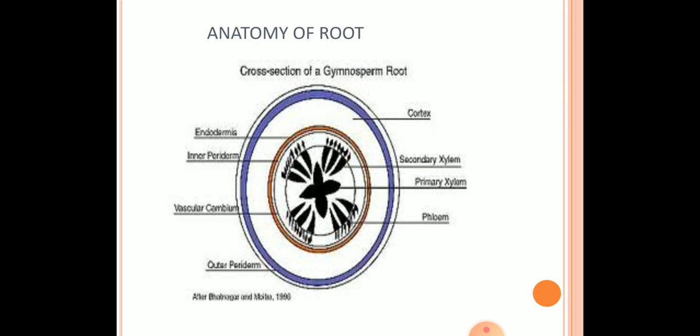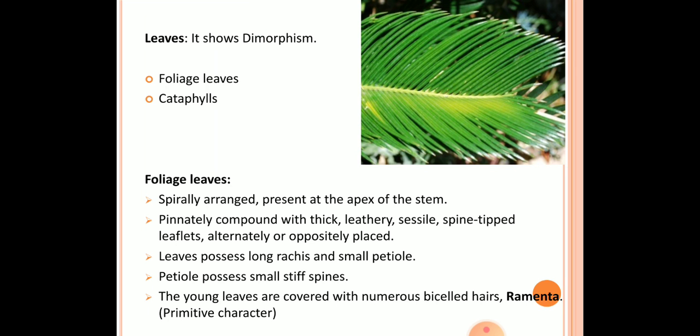This is the anatomy of the gymnosperm root, showing the cortex, secondary xylem, primary xylem, phloem, and vascular bundles. Next, going to the leaf. There are two types of leaves, the foliage leaf and the cataphyllous leaf. The foliage leaves are spirally arranged, present at the apex of the stem. They are pinnately compound, thick, leathery, with sessile, spine-tipped leaflets, alternate and opposite in place. Leaves possess a long rachis and a small petiole, and the petiole possesses small stubs of spines.